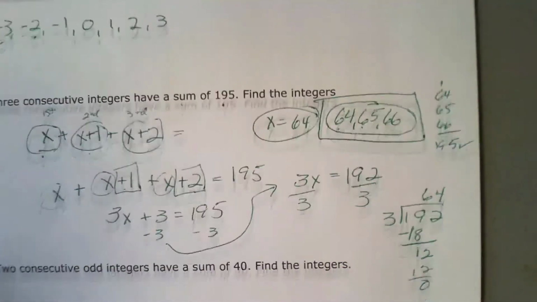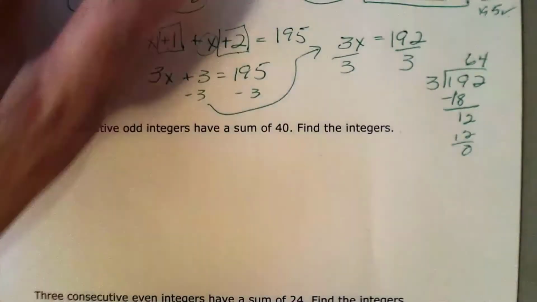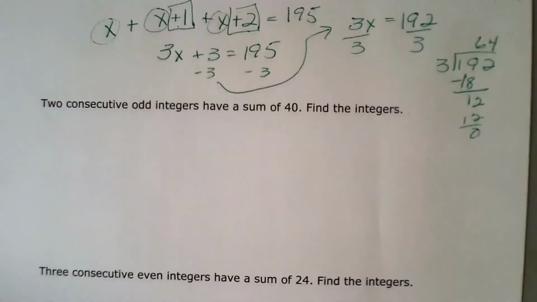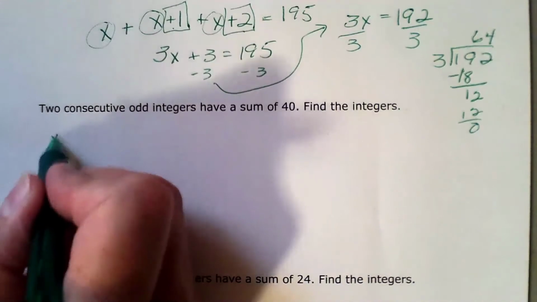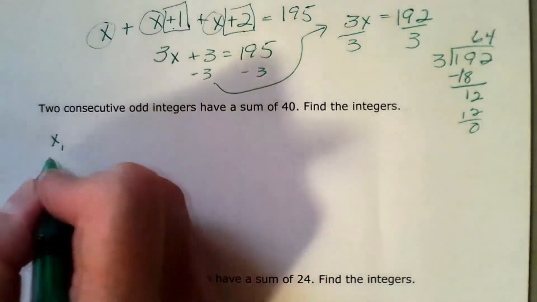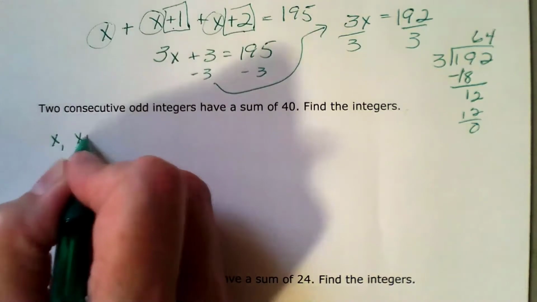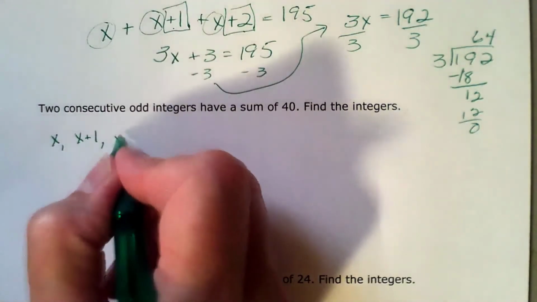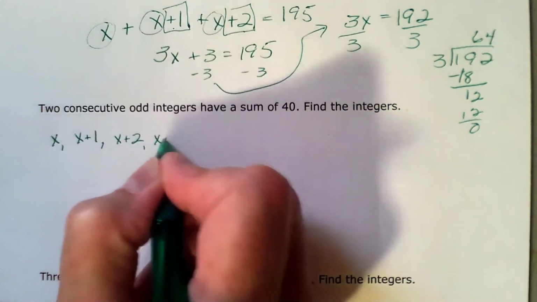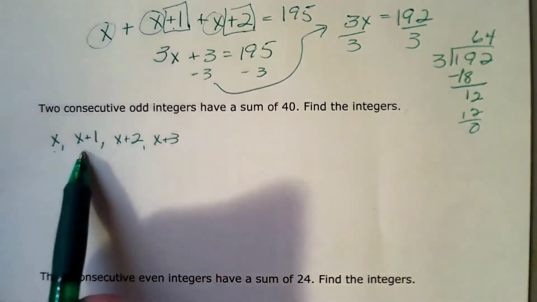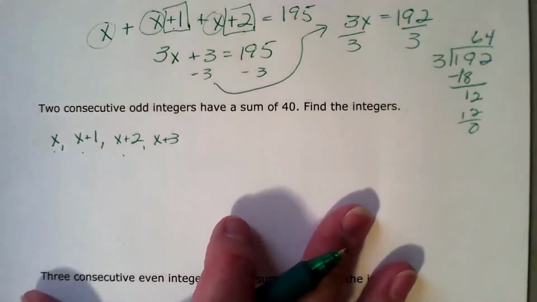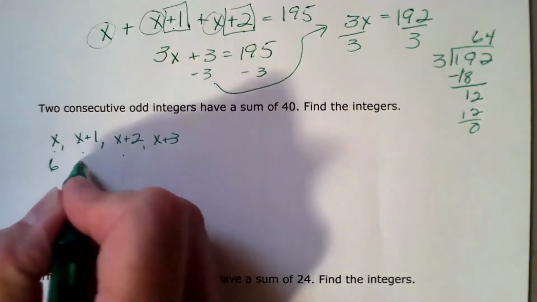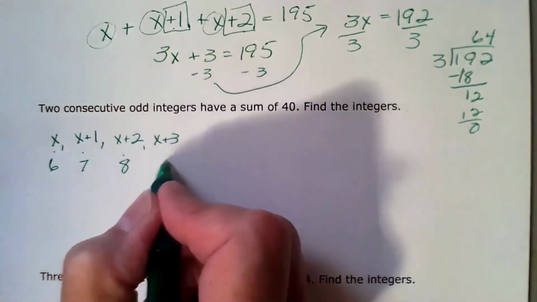Okay. The next one talks about 2 consecutive odd integers. Let me see if I can get that set up better. So if the first integer is x, the second integer, consecutive one, is x plus 1, then x plus 2. If I just keep going, this would be the first integer, the second integer, the third integer, the fourth integer. Let's say the first one is 6, the next one would be 7, then 8, then 9.